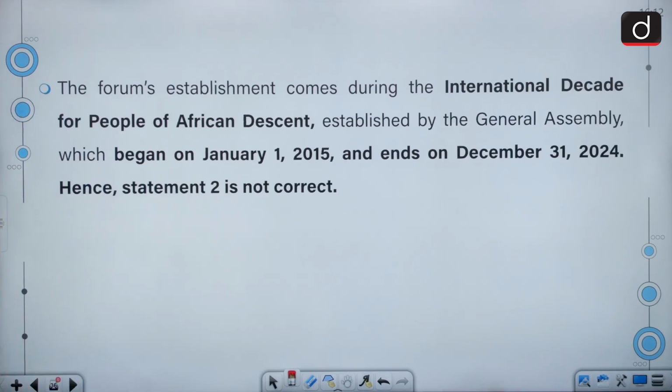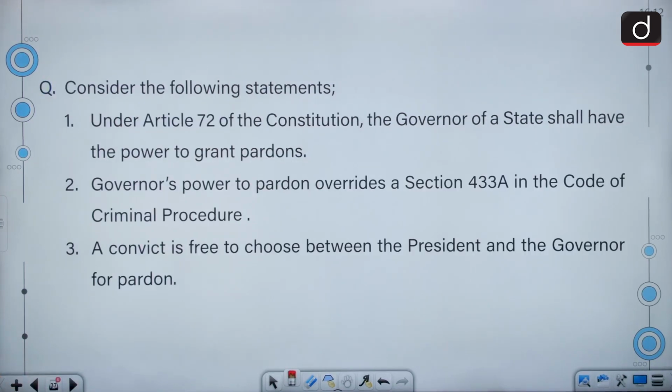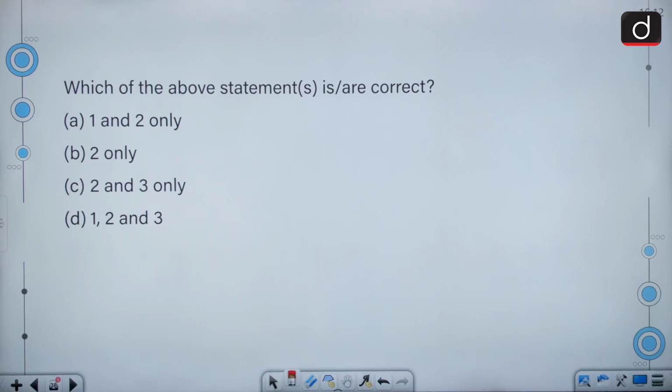Moving on. The forum's establishment comes during the International Decade for People of African Descent, established by the General Assembly, which began on January 1st, 2015 and ends on December 31st, 2024. Consider the following statements. Under Article 72 of the Constitution, the governor of a state shall have the power to grant pardons. Governor's power to pardon overrides section 433A in the Code of Criminal Procedure. A convict is free to choose between the president and the governor for pardon. So, we have to select the correct statement.